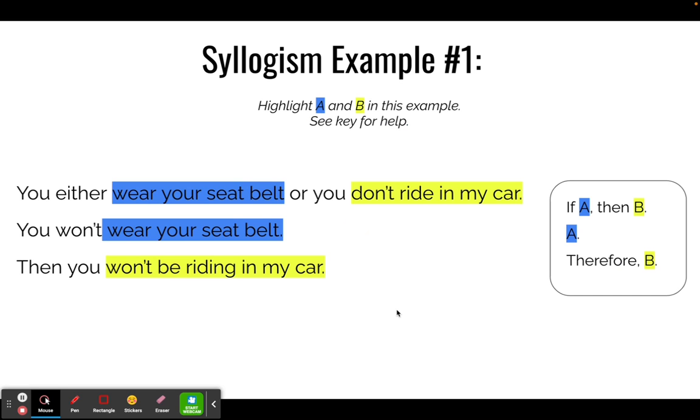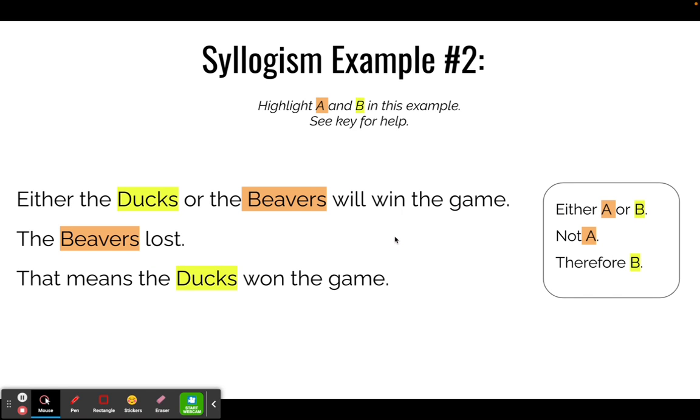So this is what it should look like after you've highlighted. You either wear your seatbelt or you don't ride in my car. You won't wear your seatbelt, then you won't be riding in my car. So it shows you the pattern and I just gave you colors to kind of give you that visual, color coordinated. Either the Ducks or the Beavers will win the game. The Beavers lost. That means the Ducks won the game.